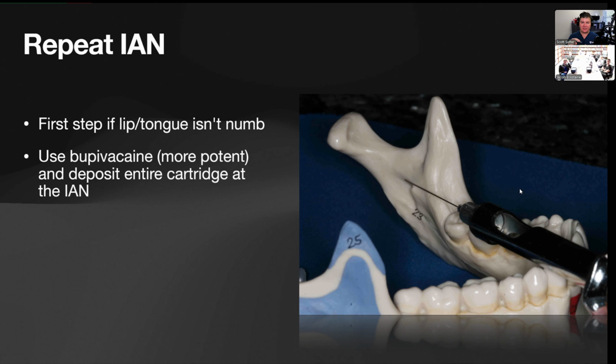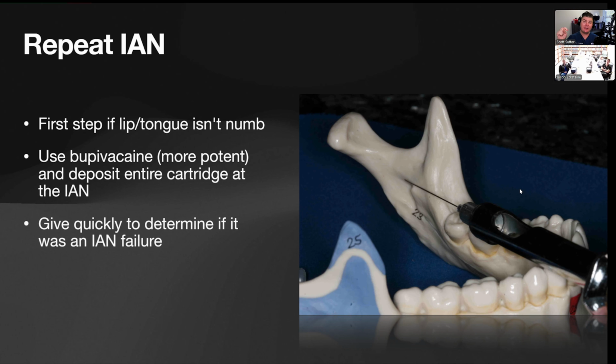When you're giving this one, switch to Marcaine or Bupivacaine, repeat it at the IA, don't repeat it at the Gow-Gates. You know how when you give the anesthetic, normally you're doing a really slow, gentle amount as you creep it through? Give it like an oral surgeon. Hit the bone, walk it over, drop it all the way back, pull it, give it, and then deposit the entire cartridge right at the IA. Give it quickly, because you'll know in a second if you actually got the IA.